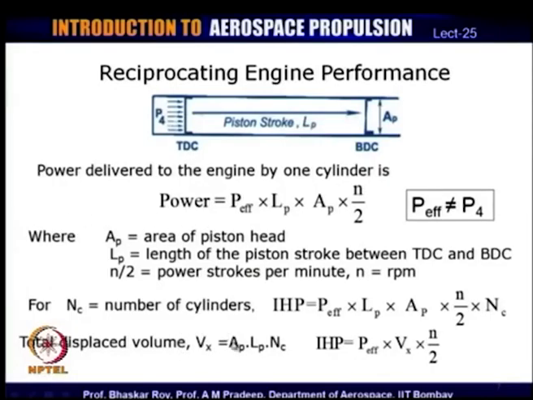The total volume displaced, which we were talking about just a while earlier, is now given in terms of the area of the piston head, the length of the stroke, and the number of cylinders. That is the total displaced volume, which is often quoted as the engine capacity. You might hear the same thing about various automobile engines, where the total displaced volume is quoted as the engine capacity. And hence, we can now write IHP in terms of the effective pressure, the total displaced volume, and the power strokes per minute, which is n by 2. So, that gives us an idea about the mechanical estimation of the indicated horsepower.